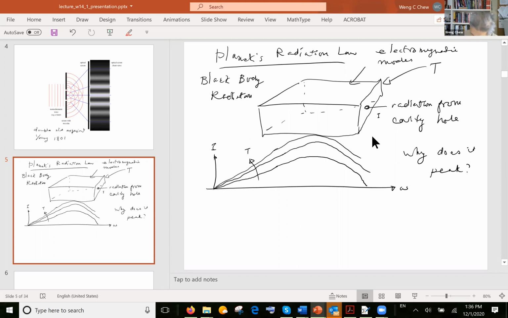Until Max Planck came about and proposed that electromagnetic energy is quantized, and they're quantized according to the frequency of the mode. Okay, photons are quantized, and each photon corresponds to an energy. So instead of having a continuum of electromagnetic modes bouncing around, you have photons bouncing around, and each of those photons can carry a packet of energy.